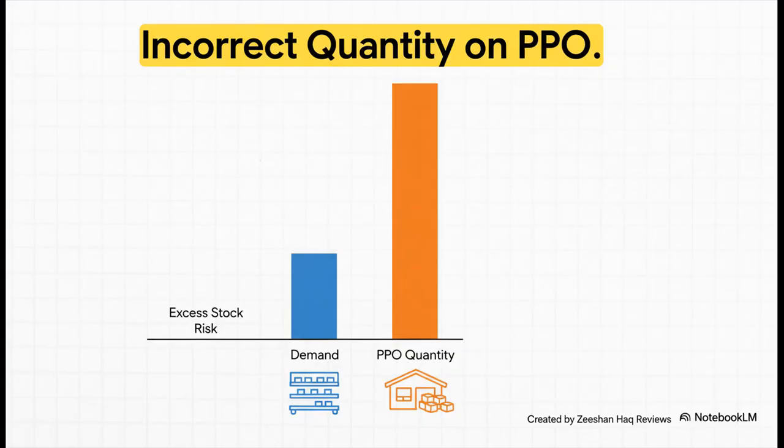Next up, quantity mismatches. You have a demand for, say, 17 pieces, but the system spits out a PPO for 100. Or you need 50 and it creates an order for 48. These incorrect quantities can either bloat your inventory or cause some really critical shortages.